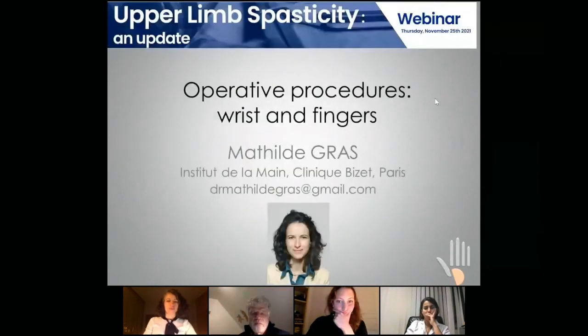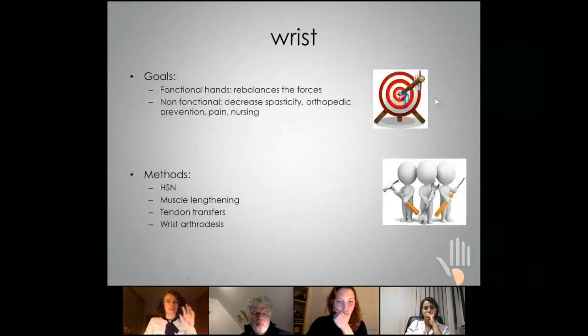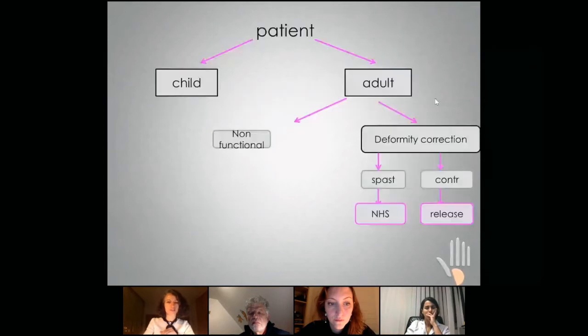Thank you. So for the wrist and the fingers, what operative procedures can we do? The goals are a bit different if we have a functional hand, and in those cases, the goal will be to rebalance the forces. And if we have a non-functional hand, we will decrease the spasticity and try to prevent orthopedic deformity, avoid pain and facilitate nursing. What procedures can we use? Hyperselective neurectomy, muscle lengthening, tendon transfer, and wrist arthrodesis in some cases.